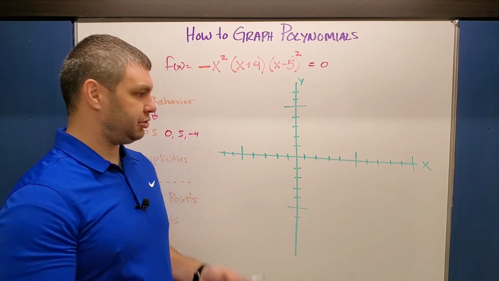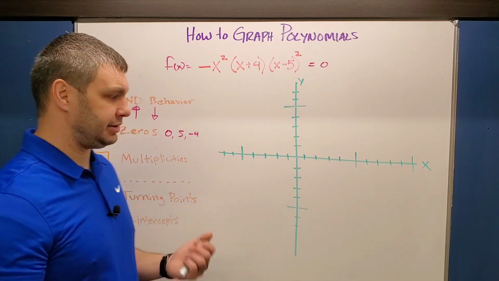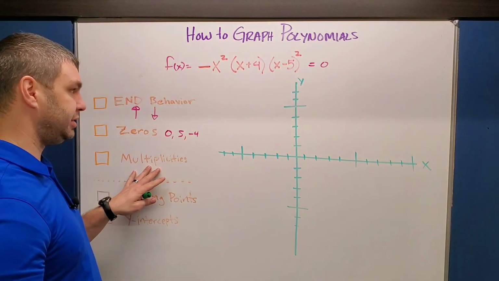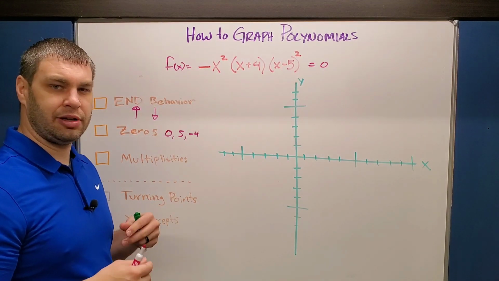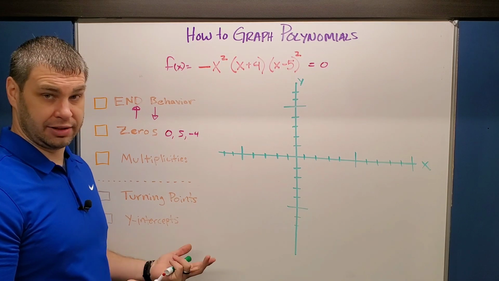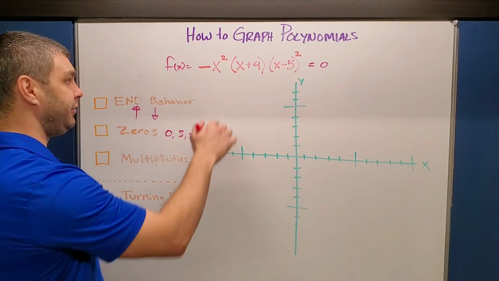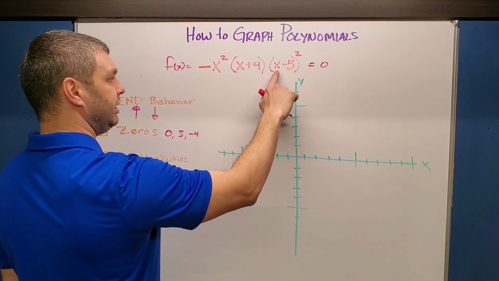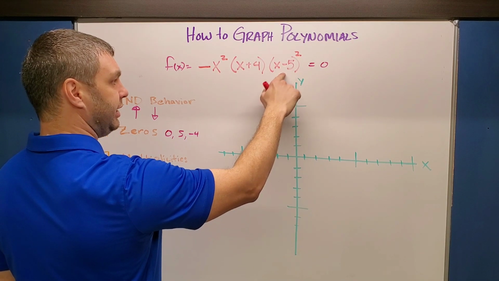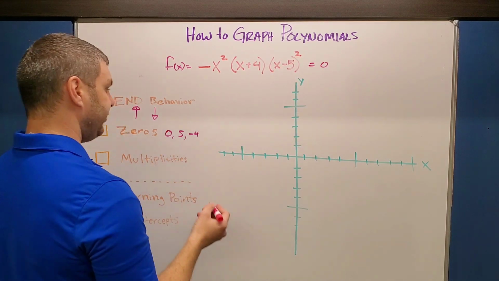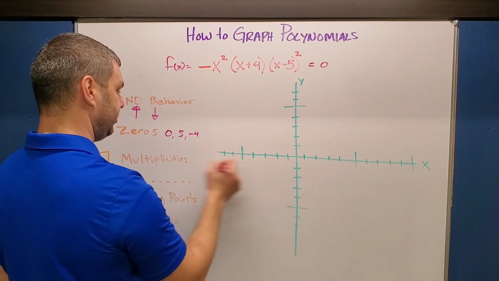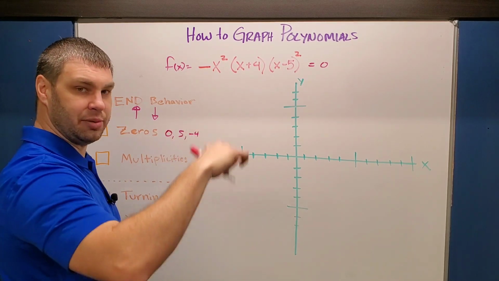For this next part, I drew a graph because we're going to use it to help us find the multiplicities. Multiplicities just mean there are multiple of the same factor. If it's an even one, like this x squared and x minus 5 squared, then the graph is going to hit those zeros at 0 and 5 and bounce off.